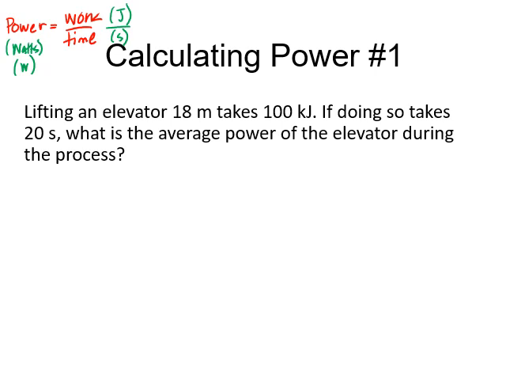If we take a look at the information that's given to us, we know we want to calculate the average power. To do that, we need both work and time. Work is measured in joules, and it tells us that it takes 100 kilojoules. In terms of time, it says it takes 20 seconds. It also gives us this 18 meters, but we really don't need that information to solve this problem. That's just extra information. Currently, we have all the information that we need. The only thing we need to do is convert kilojoules into joules, because joules is the appropriate unit to solve this problem.